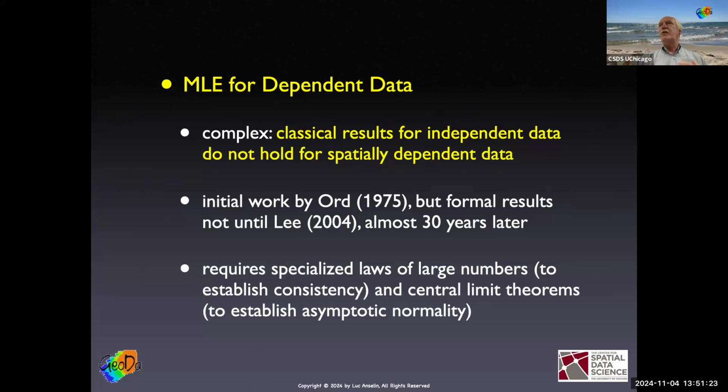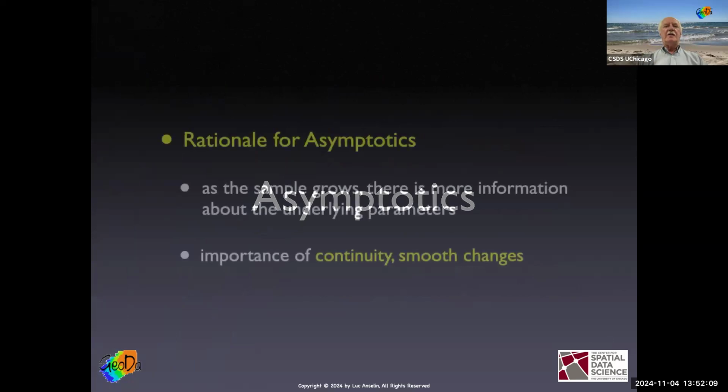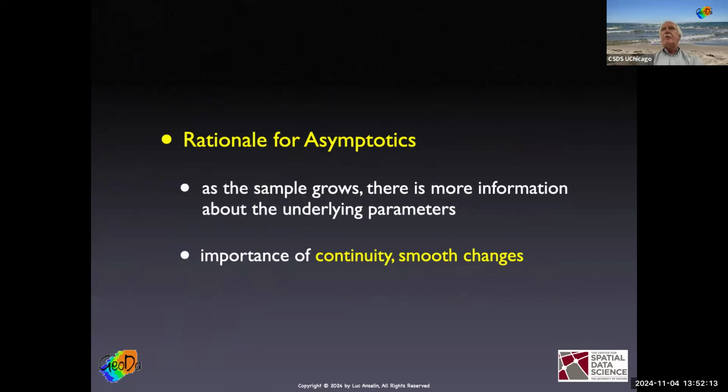So how can we get the same results even with this additional complication? And that required new specialized laws of large numbers. Those are the ones that we need to get consistency, and new specialized central limit theorems. Those are the ones that we need to get the normality, okay? And that stuff is very complicated, and it requires different ways of thinking about it that allow some dependence, but not too much dependence, because if there is too much dependence, then, as I mentioned before, you don't win the rat race. It's a rat race about gaining information. And that's what asymptotics is all about. So asymptotics is about the rat race. As the sample grows, there should be more information about the underlying parameters.